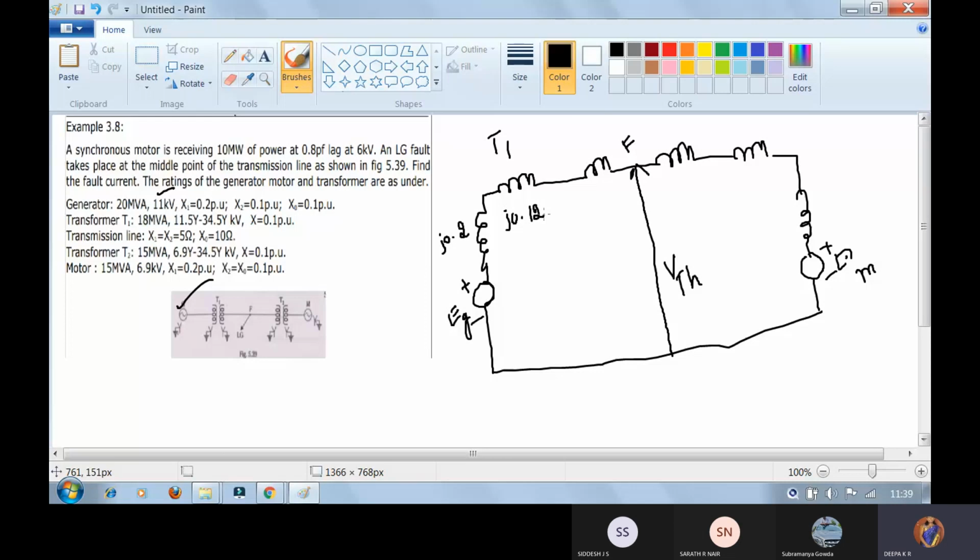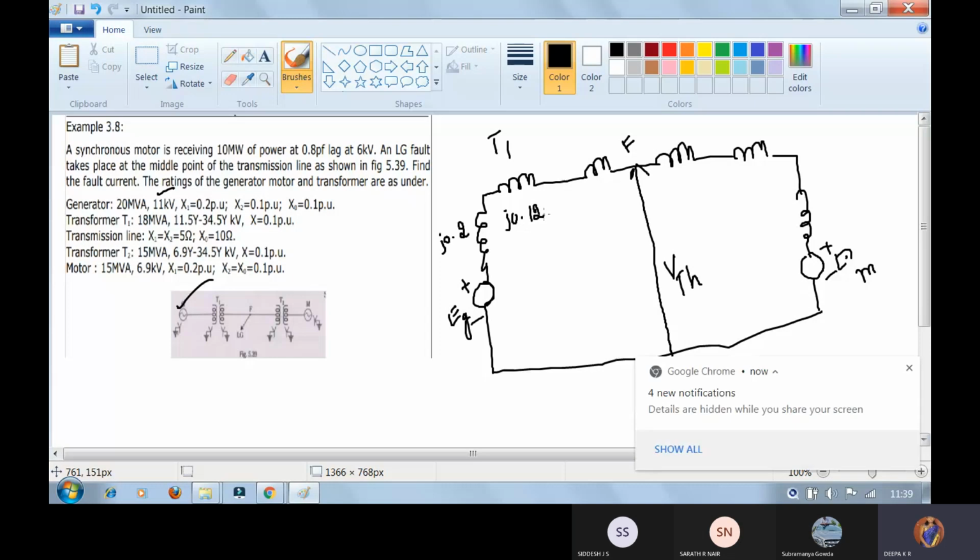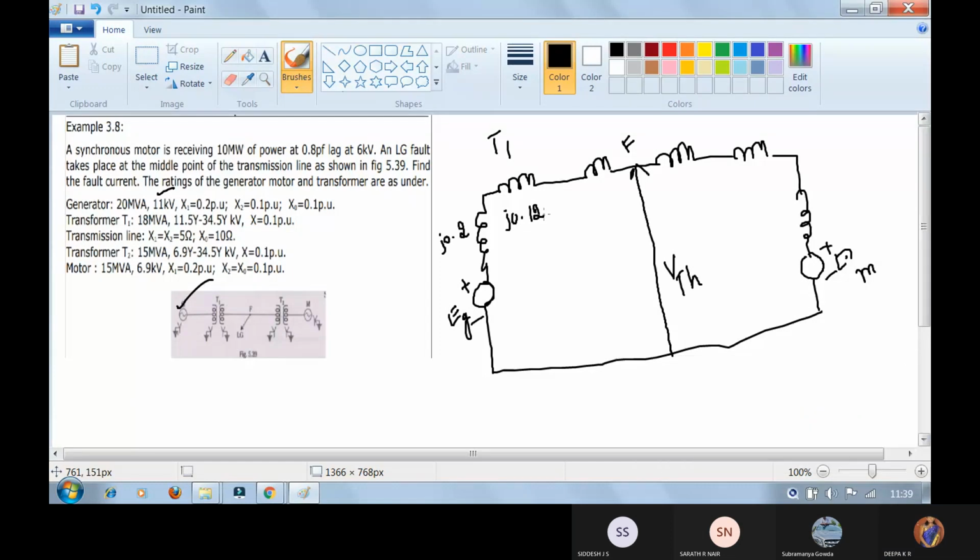So the value of the transmission line is given as 0.092 at the X1, X2 combination, and X0 is given as 0.184. That means we need to consider the positive sequence, that is X1. So X1 is given as 0.092. I'll just do the calculation, just a minute. 0.092 divided by 2. Yes.